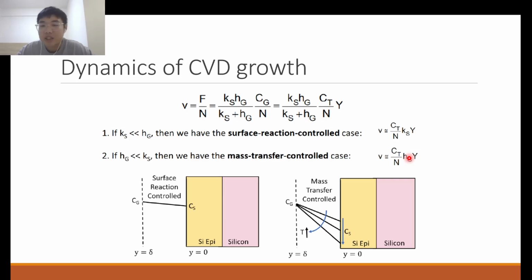So how do you make sense of this? Once again, we consider that the surface reaction is now the one that occurs very quickly. So what is the rate determining step? The rate determining step is the mass transfer step, the diffusion step. And so therefore the overall deposition rate is dependent on your mass transfer rate.